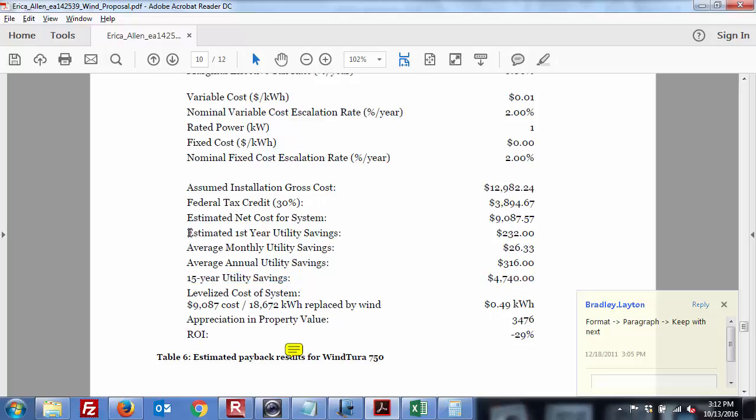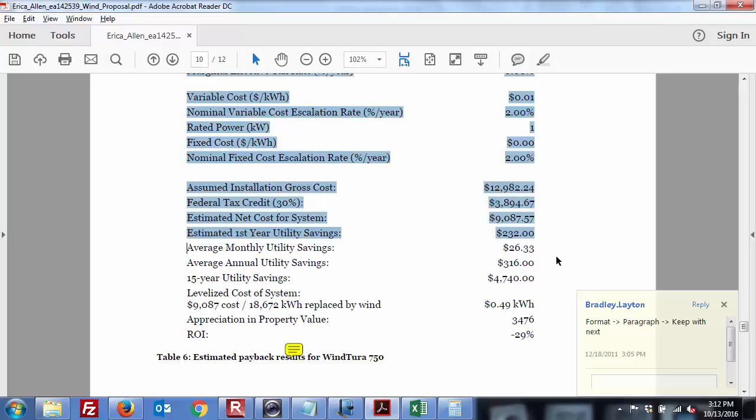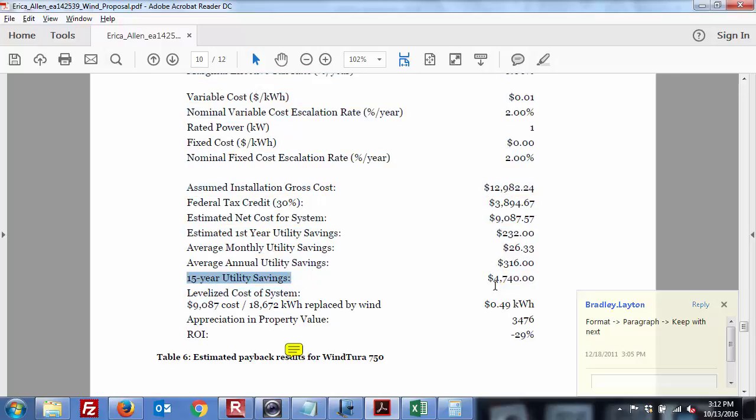So this is pretty good. So this is a really nice table. First year utility savings, average monthly, average annual, 15 years savings. So, appreciation and property value, this should have a dollar sign on it. Did the value of the property go up? Yes.